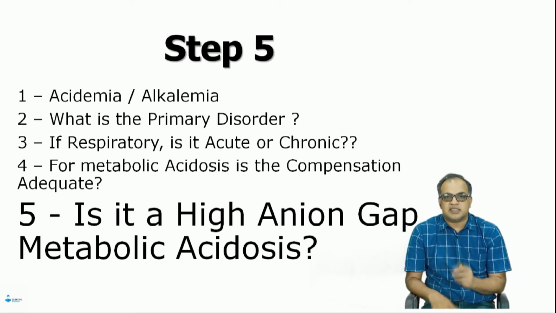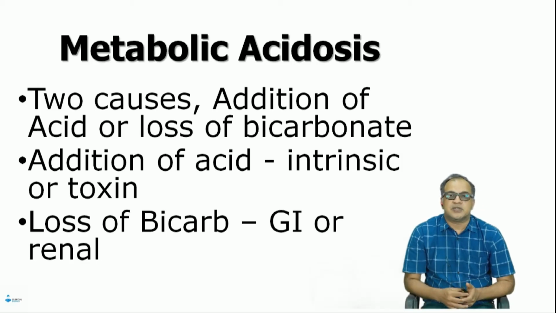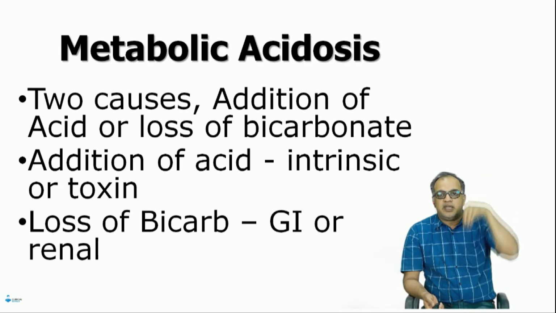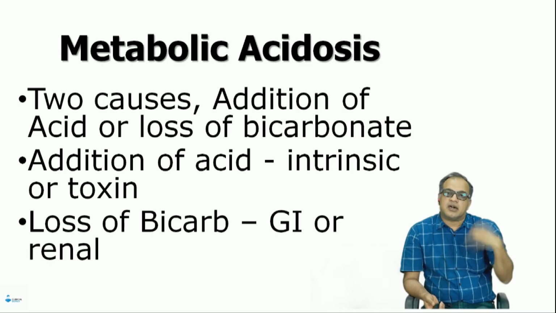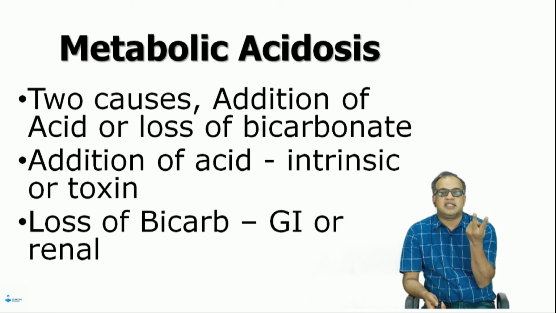But metabolic acidosis is of two types. Metabolic acidosis is because of two causes. Either some acid is going into the body or bicarbonate is lost from the body. There can be only two reasons. Either acid is getting added or alkali is getting removed.